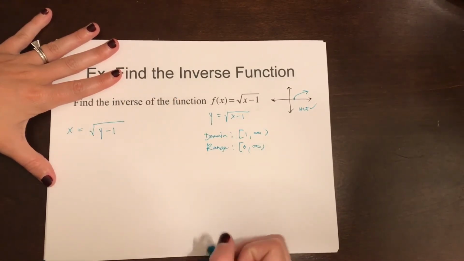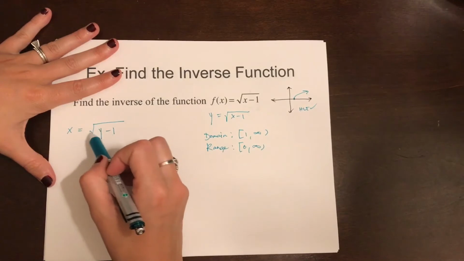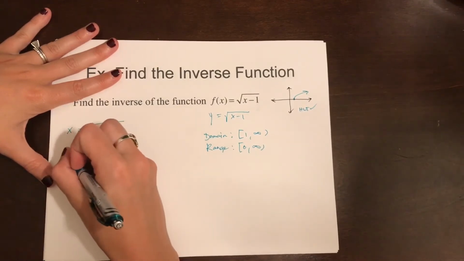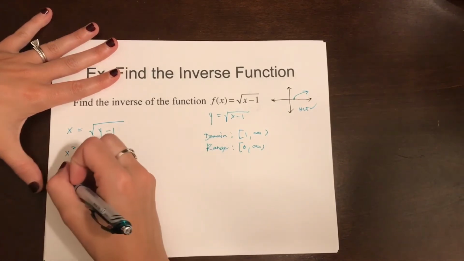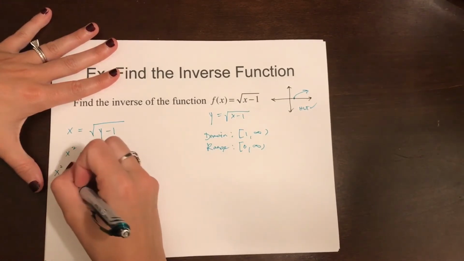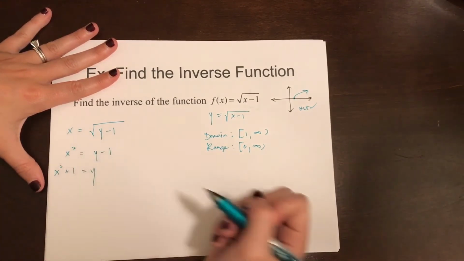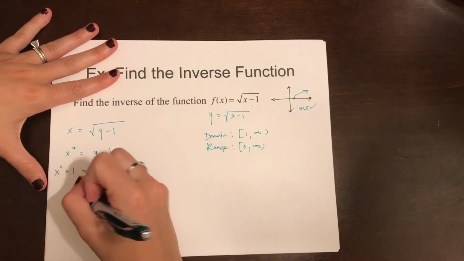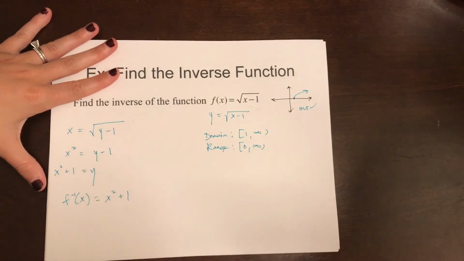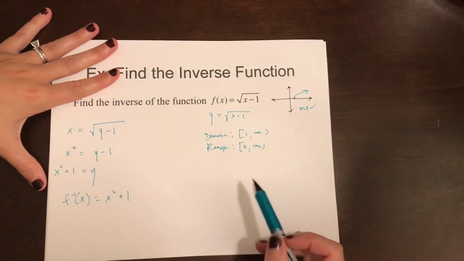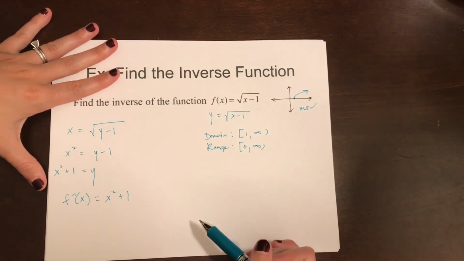Okay, so first I'm going to square both sides to get rid of the radical. So we'll have x squared equals y minus 1. And I'm adding 1 to each side of the equation. Okay, notice that f inverse is a quadratic, right? The graph of a quadratic is a parabola.